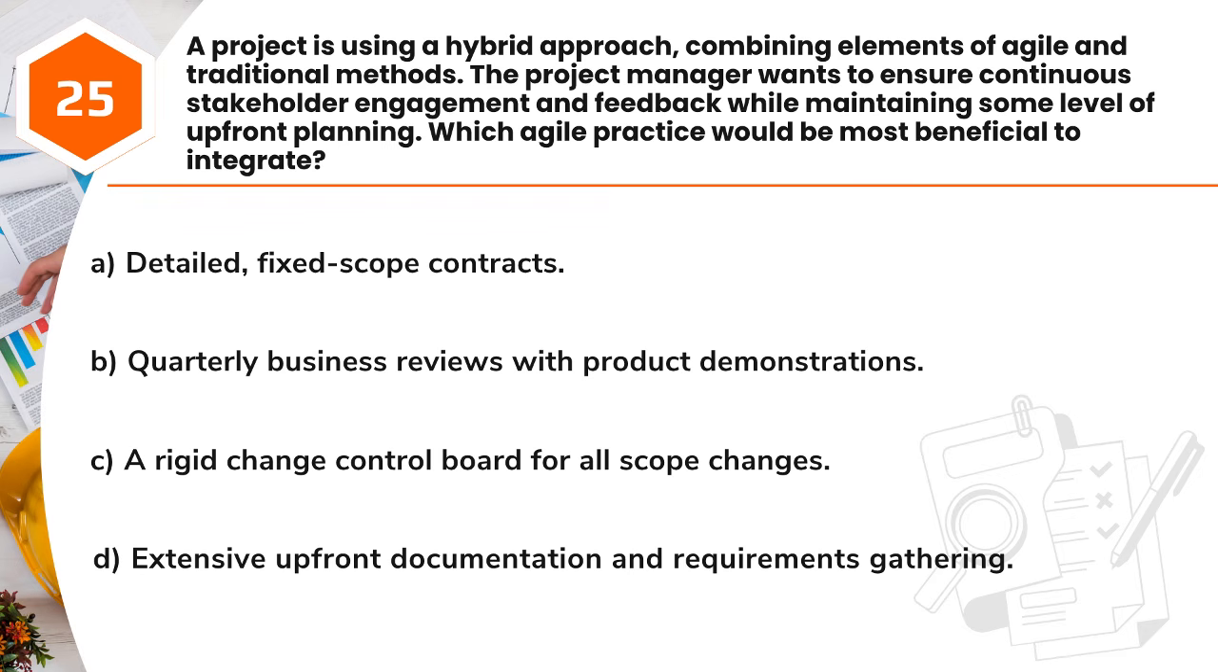Question 25. A project is using a hybrid approach, combining elements of Agile and traditional methods. The project manager wants to ensure continuous stakeholder engagement and feedback while maintaining some level of upfront planning. Which Agile practice would be most beneficial to integrate? A. Detailed, fixed scope contracts. B. Quarterly business reviews with product demonstrations. C. A rigid change control board for all scope changes. D. Extensive upfront documentation and requirements gathering.